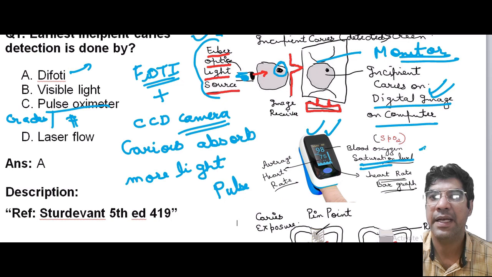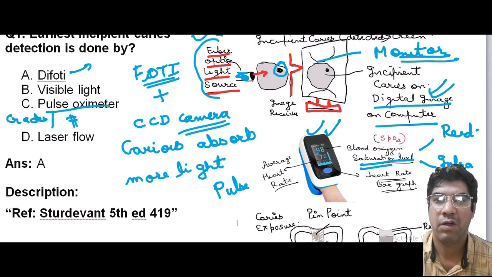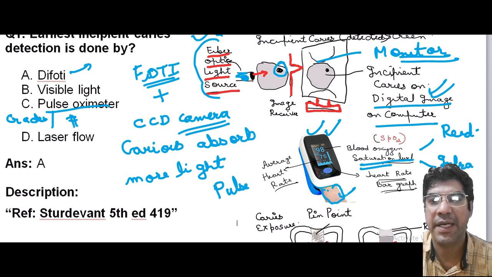So pulse oximeter emits two types of wavelength. One is the red wavelength and other is the infrared wavelength, through a translucent part of body like the fingertip, ear lobe. So the device contains a light emitting diode that emits two wavelengths, red and infrared, right?